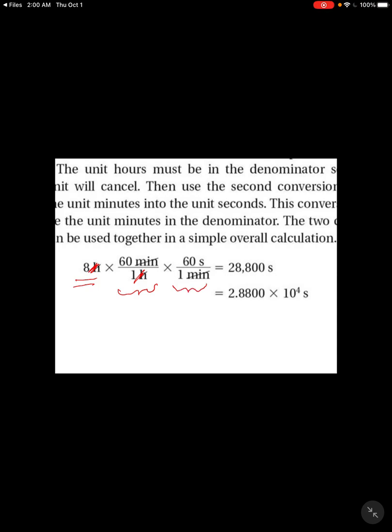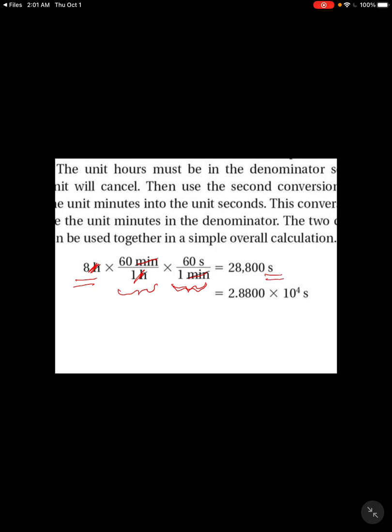And which do I use? Do I use 60 seconds over 1 minute, or 1 minute over 60 seconds? Well, I have minutes in my numerator, and I want to get rid of that, so I arrange this factor here so that minutes is in the denominator, so those minutes cancel, leaving me with seconds in the numerator. The hours canceled, the minutes canceled, and now my answer will be in seconds.